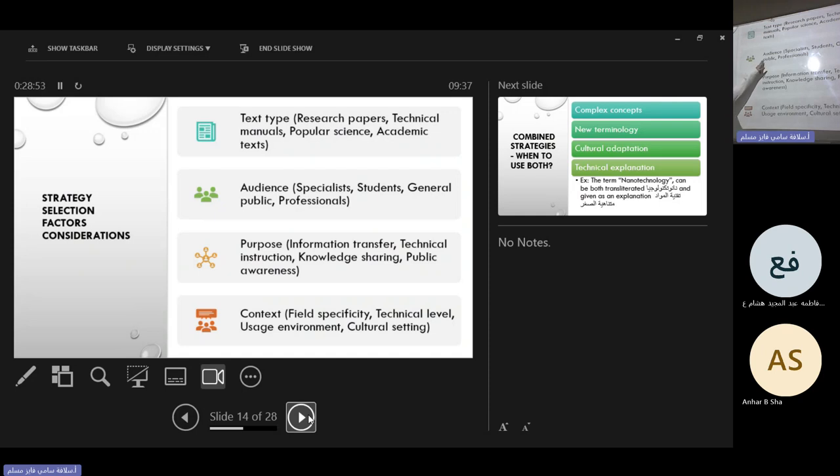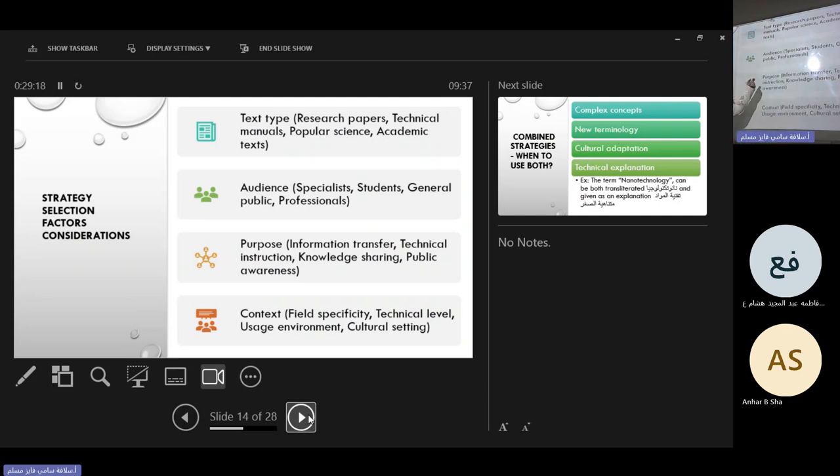Okay? It depends on the audience. Am I talking to professionals? Am I talking to students? Am I talking to the general public? Okay? Or specialists? So I need to use the proper lexis, okay? اللي هي الكلمات, the vocabulary terms and jargon that best suit each target.